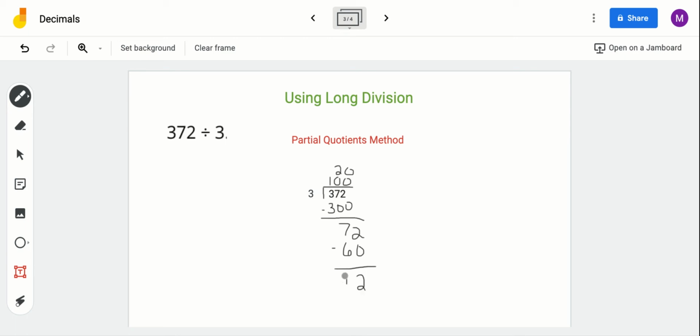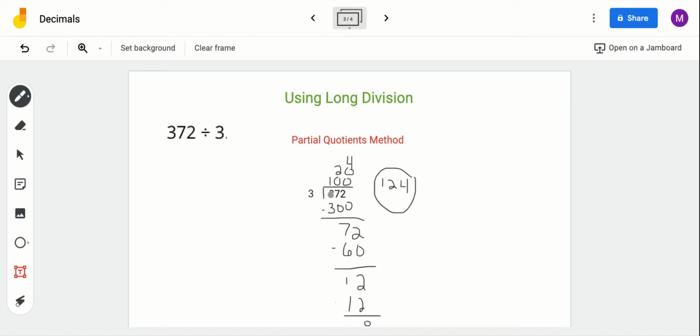And so how many groups of 3 can I get out of 12? I can get 4 groups of 3. And 4 groups of 3 is 12. So that's all of it. It uses all of it. And now I add up all of these factors that I use to get to 372. So I have 124. So 300 divided by 3 was 100, 72 divided by 3 was 20, 12 divided by 3 was 4. 124. So I get the same answer again, which I should, right? I'm doing the same division.